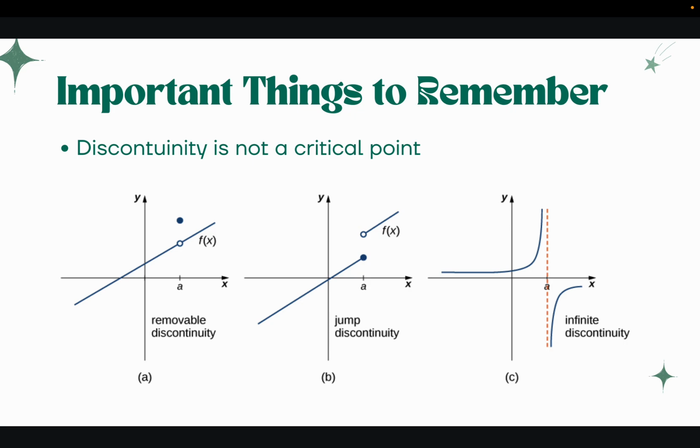Well, it's because at a discontinuity, the function does not exist. The function is undefined. So the function must always be defined for a critical point to exist. At the discontinuity point, the function simply doesn't exist, so it's not a critical point.